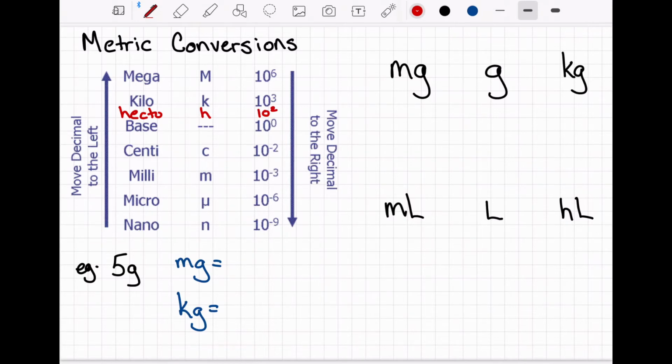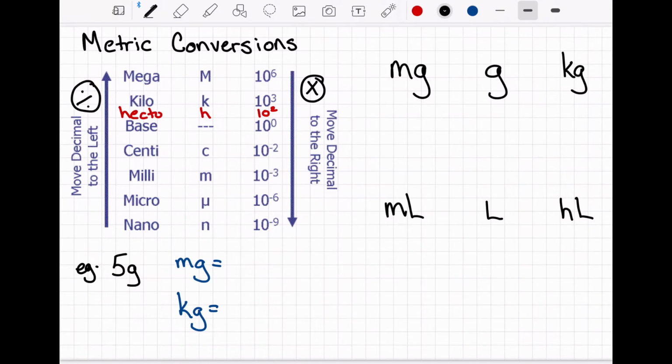And so when you are taking a number and you want to convert between, let's say, milligrams to kilograms, you're going to be dividing that number. When you want to go from kilograms to milligrams, you are going to be multiplying that number. So just something to keep in mind of how to move.